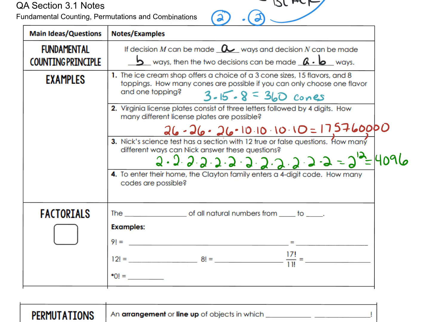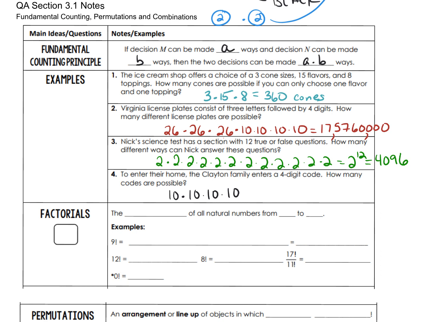Finally, this one says to enter a home, the Clayton family enters a 4-digit code. How many codes are possible? So again, we'd have to make sure that numbers can be repeated and everything like that. There's no reason to think it can't. So there's 10 choices for the first, 10 choices for the second, 10 choices for the third and fourth.